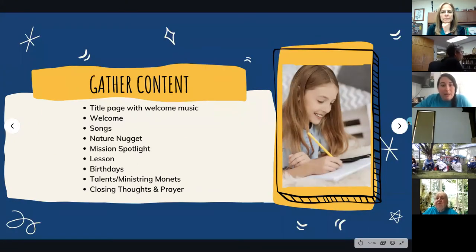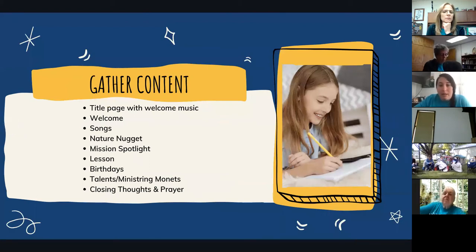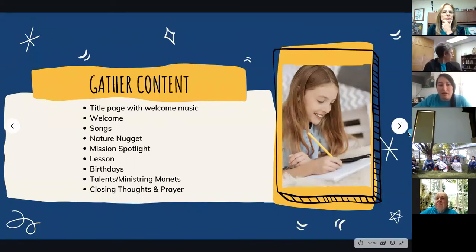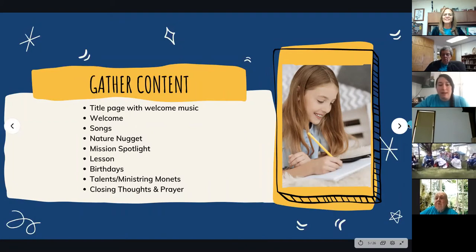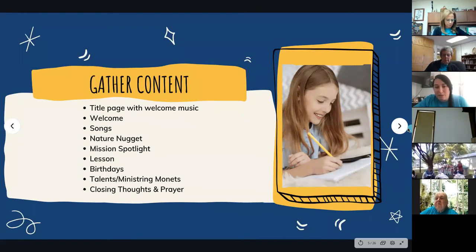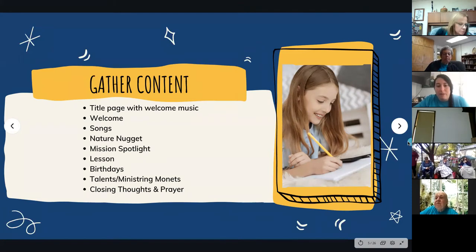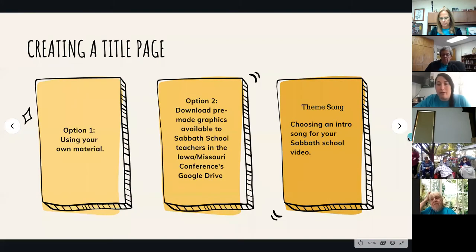So you start by gathering your content, and that includes your title page with some music, songs that you would sing in Sabbath school, nature nugget, mission spotlight, your Sabbath school lessons, birthdays, and we started a couple of things called Ministry Monets, and that's just where the kids send in pictures they colored or any sort of artwork that they did throughout the week. And then we also added in what's called talents. If your kid has a special talent that they want to share with their Sabbath school class, they just send that little video in. And then of course you end it with a closing thought and prayer.